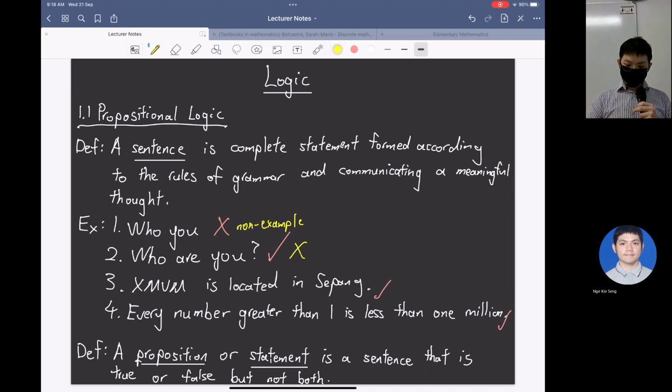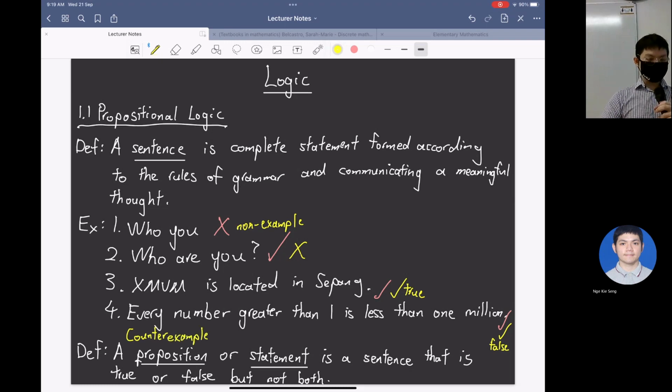Yes. Okay. It is a proposition and it is true. Okay. Four, but false. Why is it false? Why? For example, 10 million. Okay, good. Yes. So whenever you say something is false, you need to give me a counter example. Okay. So this is a proof method which we will touch on later.